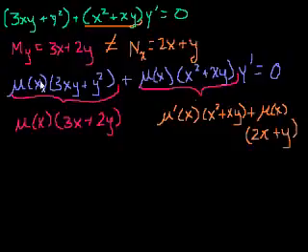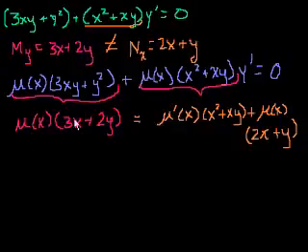And now for this new equation where I multiplied both sides by mu, in order for this to be exact, these two things have to be equal to each other. So let's just remember the big picture. We're saying this is going to be exact, and now we're going to try to solve for mu. So let's see if we can do that.